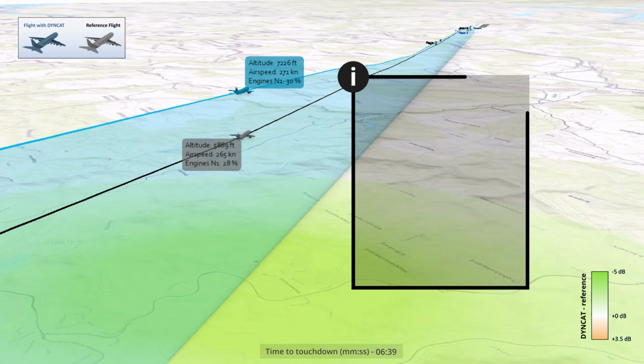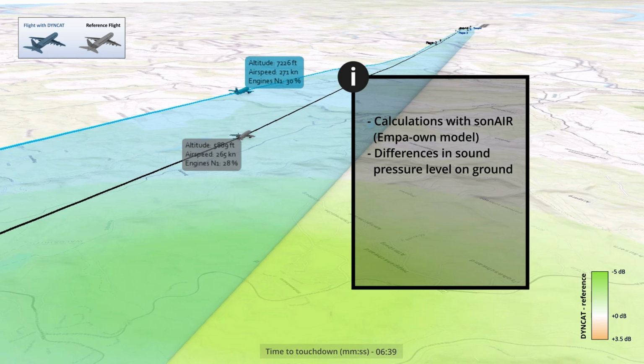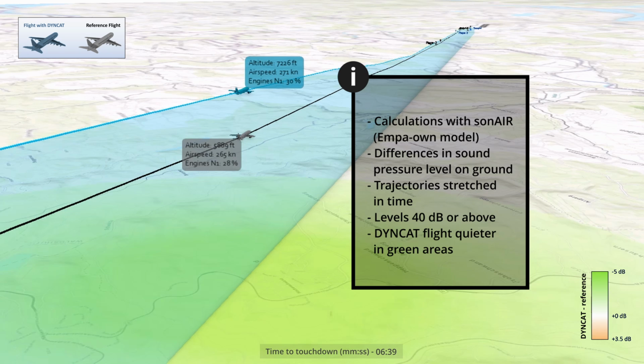We calculated both flights with the aircraft noise calculation model sonAIR and show the differences of the momentary sound pressure levels on the ground. We have stretched out the reference flight in time so that both flights are above each other and can be compared in a meaningful way. The visualization of the level differences is reduced to an area where the current sound pressure level of the flight with DYNCAT is greater than or equal to 40 decibels. Green-colored areas indicate that the flight with DYNCAT is quieter than the reference flight. Orange means that the reference flight is quieter.